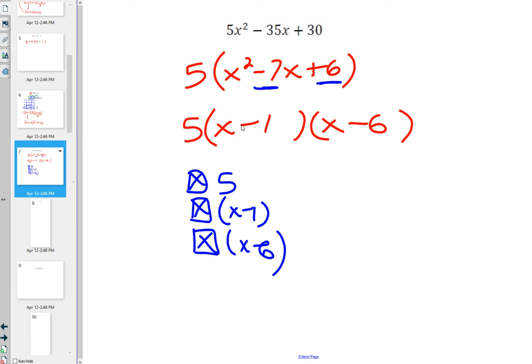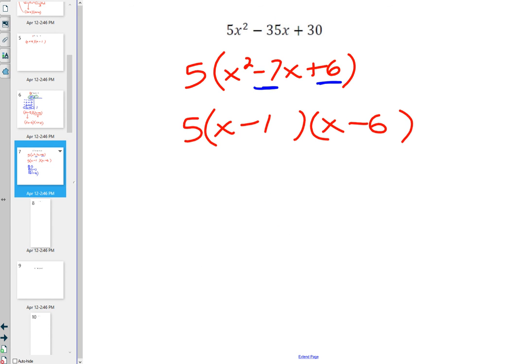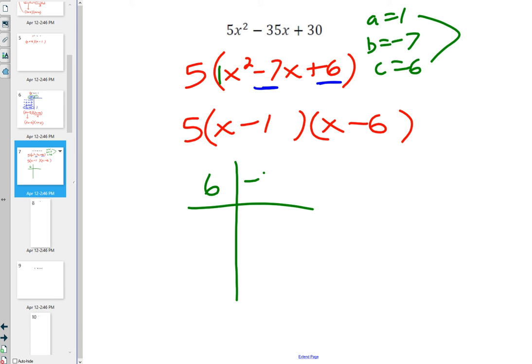Well, it depends on what. Not always one positive or one negative. A is 1. Once I factored out the 5, A was 1, B is negative 7, and C is 6, right? So 1 times 6 is 6, and then B is negative 7. The numbers that multiply to give you 6 are 1 and 6, and 2 and 3. The bigger number always has to keep the sign of the second column.